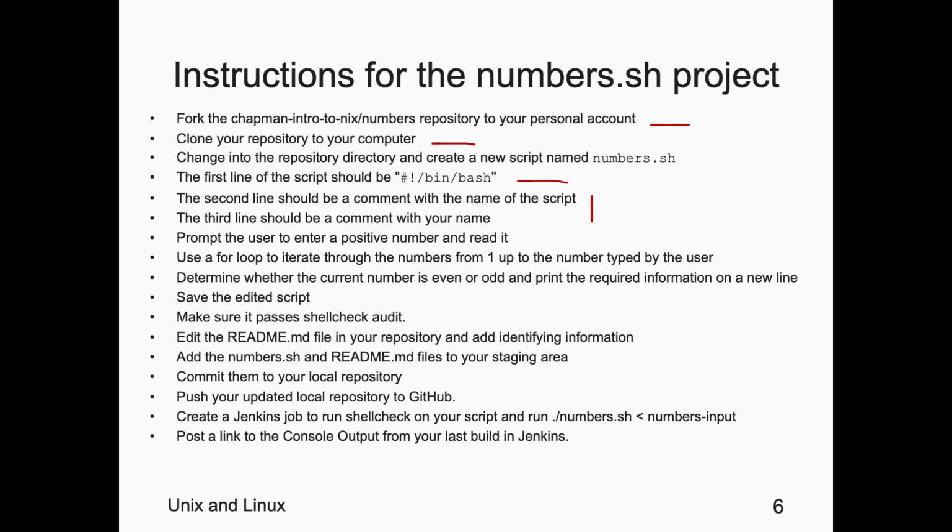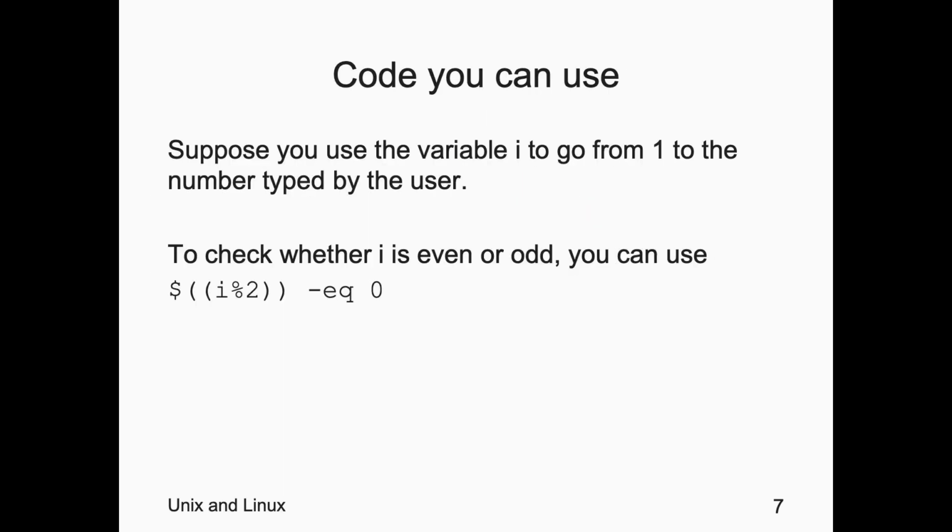Then you'll also see that there's a README file in the repository. And so I'd like you to fill all of the fields out for that. And once you're done with that, add both the script and the README to your staging area, commit them to your local repository, and push the updates to GitHub. Here is some starter code that might help you out with determining if an integer is even or odd.